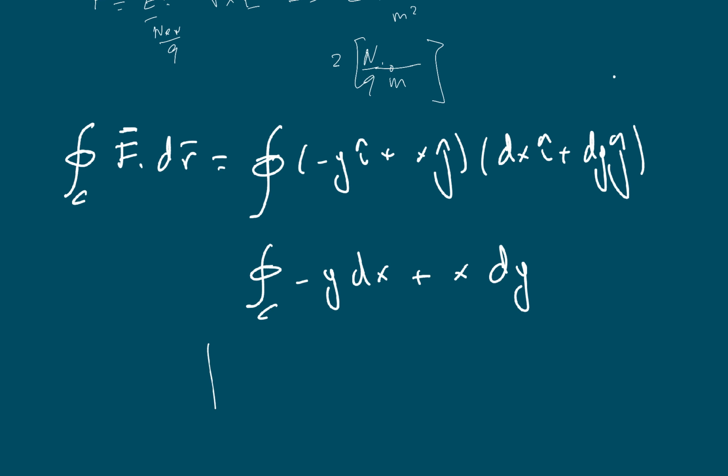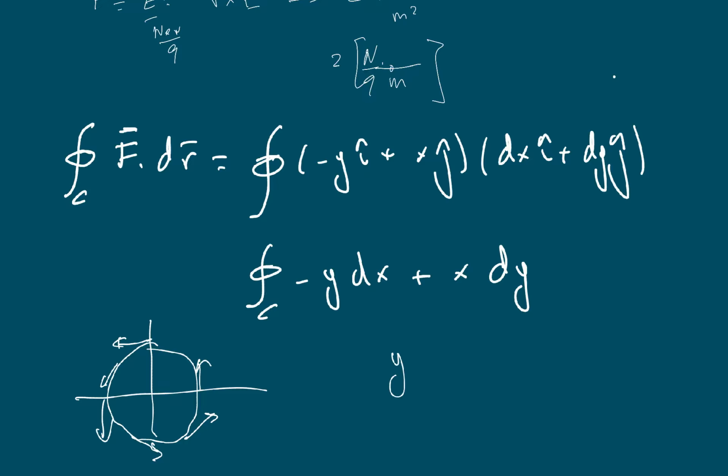So let's go to this line integral. We have the vector field. We know how the vector field is doing. The vector field is doing like this, like this. It's always tangent to a circle. So let's use polar coordinates to do this integral. So in polar coordinates, this is r, and y is r sine theta, x is r cosine of theta.